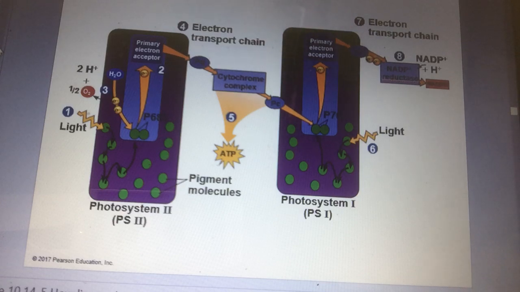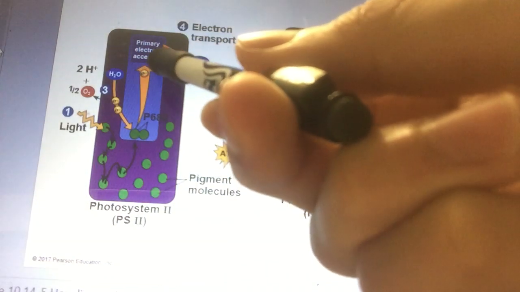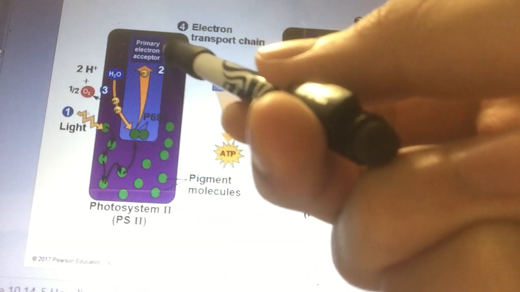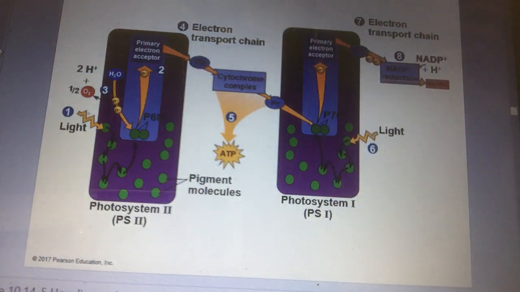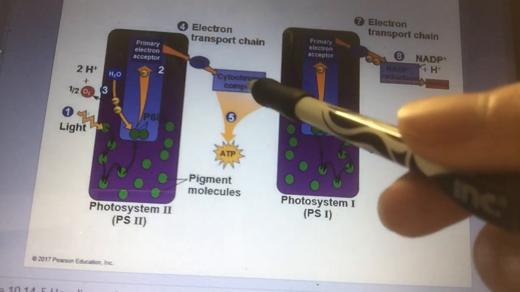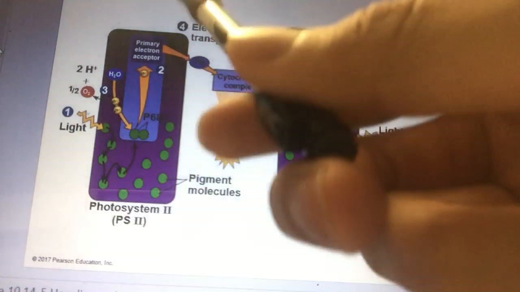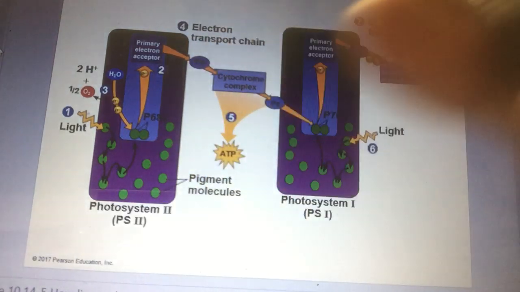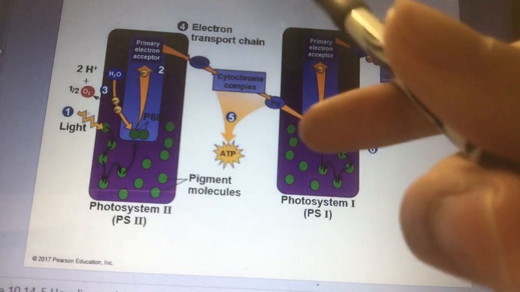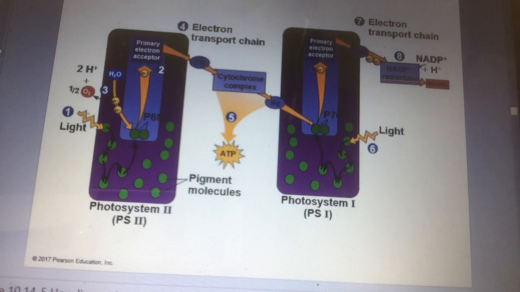So that's step 3. Then step 4: the electron, which was in the primary electron acceptor, will go onto the electron transport chain, which consists of PQ, cytochrome complex, and PC. I don't remember off the top of my head what PQ and PC are, but you can find out pretty easily. As it goes down the transport chain, energy release drives the creation of a proton gradient across the thylakoid membrane, just like I explained in oxidative phosphorylation. That's step 4.